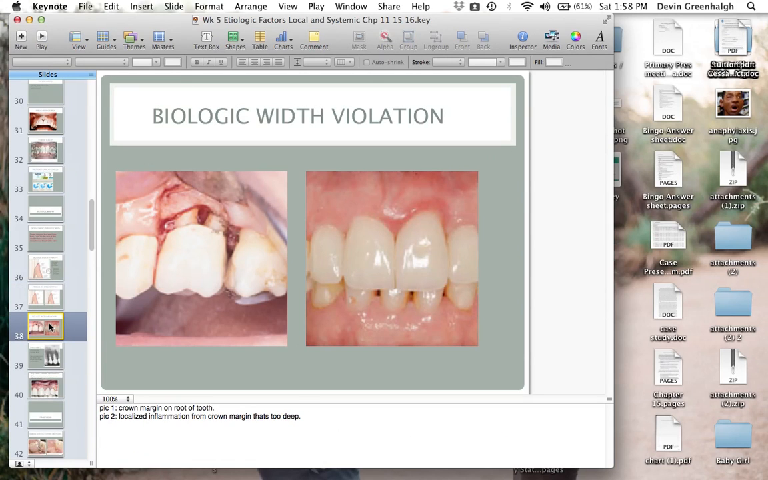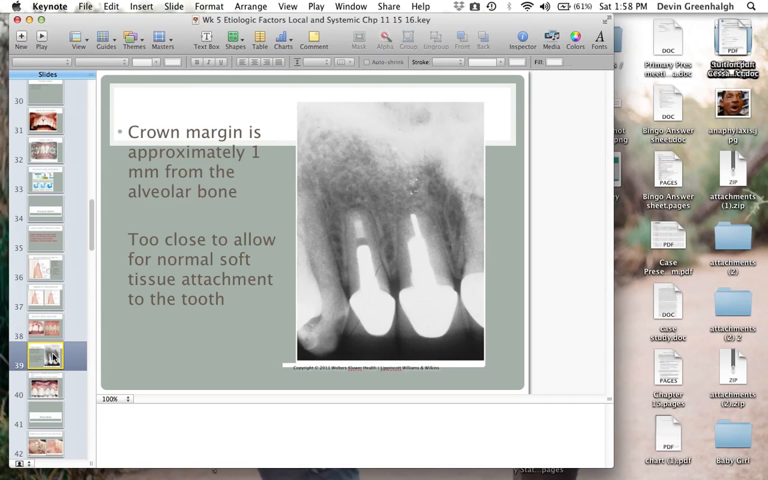So first picture, you can see a crown margin on the root of a tooth that is way too low. Crown margins should not hit the roots of the teeth. That's way past 2 millimeters biological width. Picture 2, you can see inflammation from the gingival margin where the crown is too deep. And you can also see it radiographically.